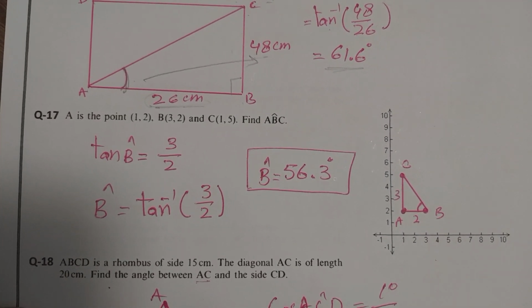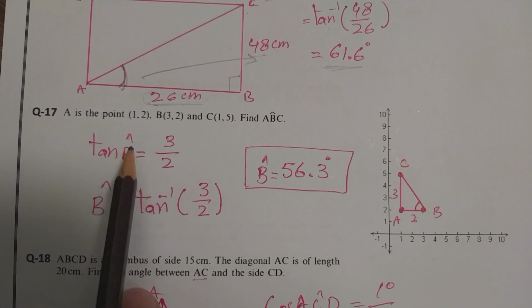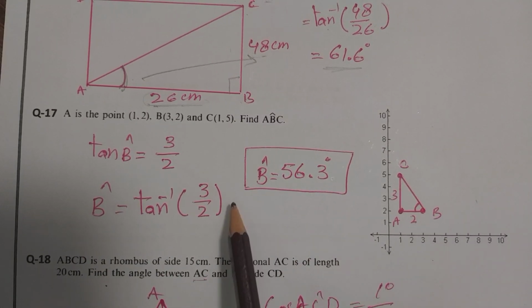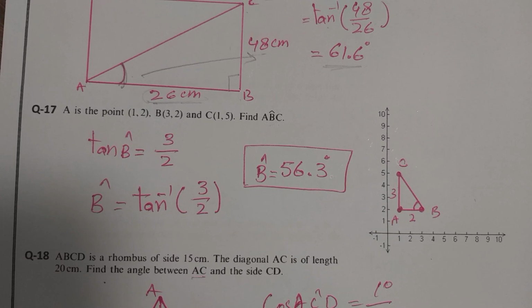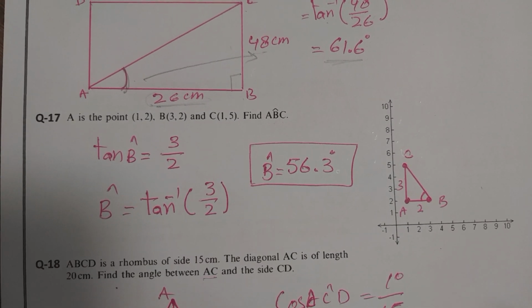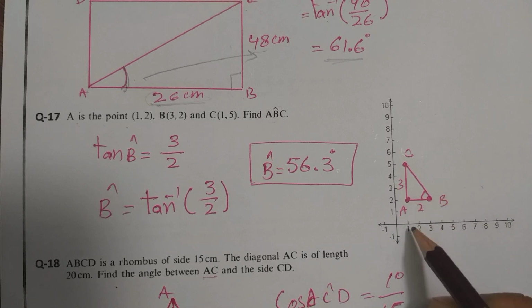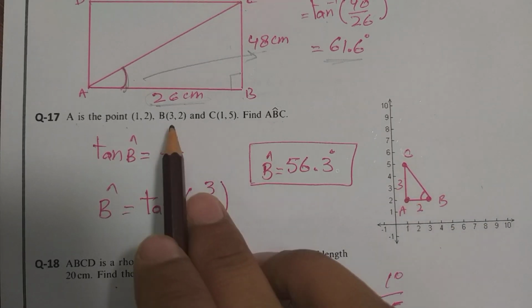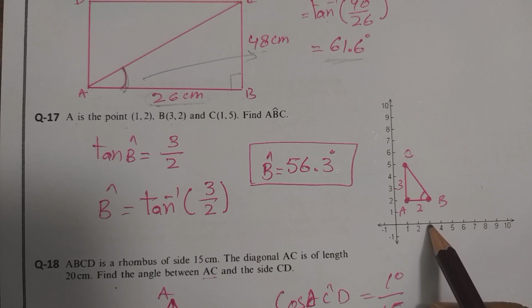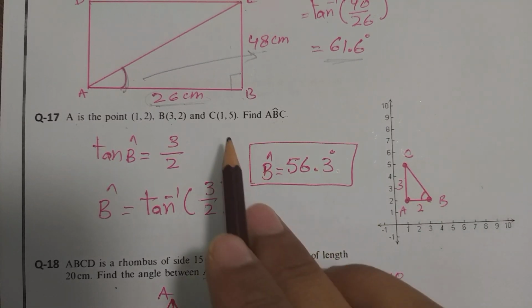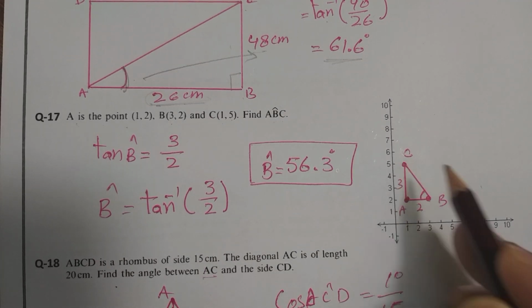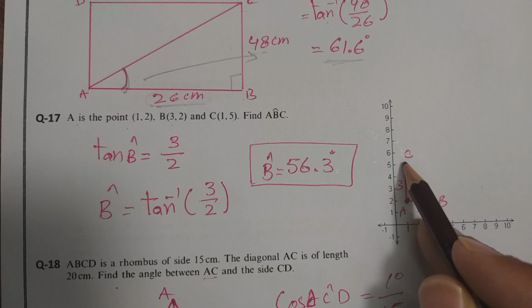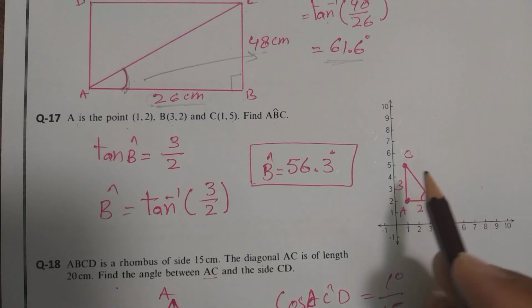Question number 17. In this question also we are given some vertices we have to plot on the graph, and then we need to find the angle ABC. It means the angle always stands at the middle letter of the given information. Here, E is the point (1, 2), so this is 1 and 2 units for y, and 3 for x and y moves 2 units. Then we are given C as the point (1, 5), 5 units along the y axis. So join them, you will find the triangle ABC.